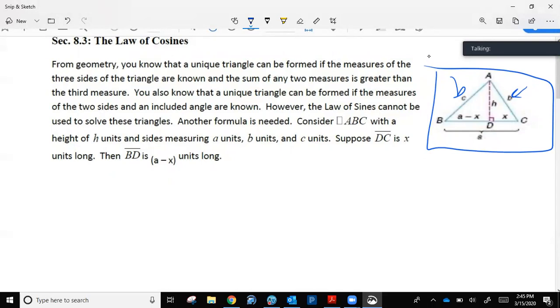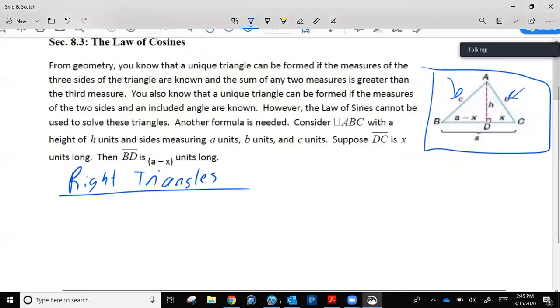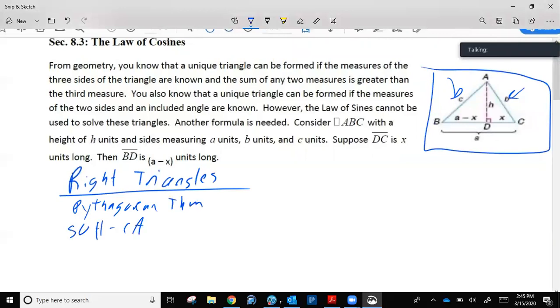We've looked at right triangles. If we have a right triangle, we can utilize at any time the Pythagorean theorem or SOHCAHTOA. Those are the biggies for a right triangle.